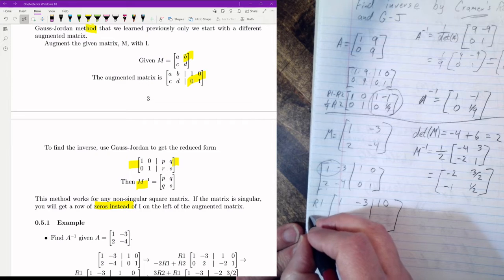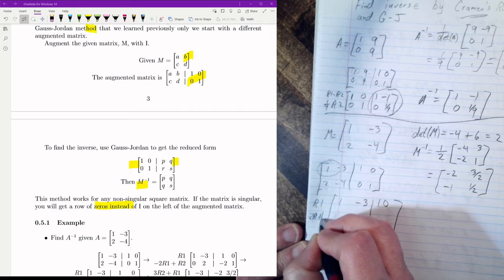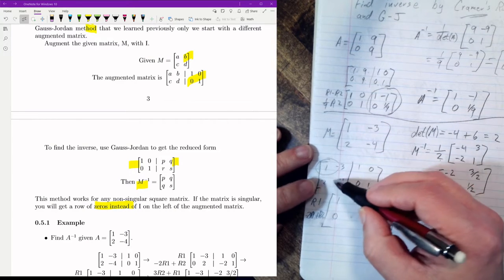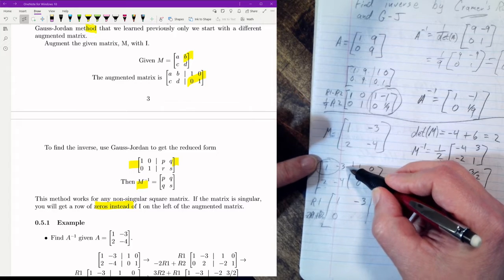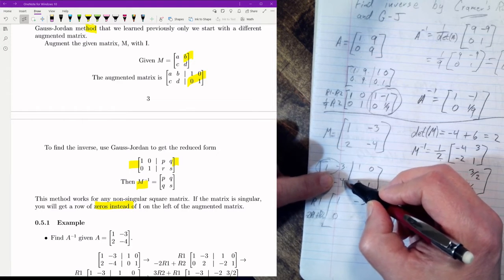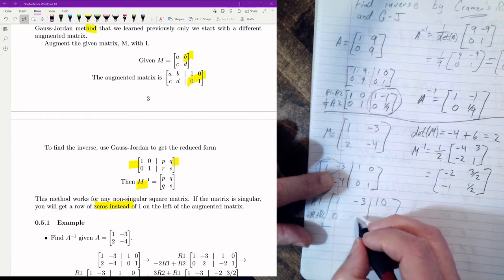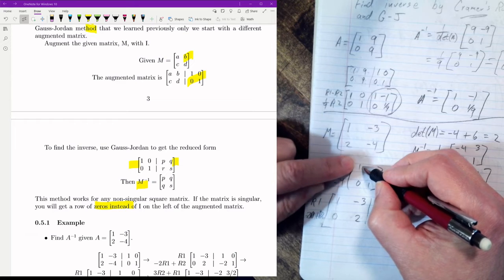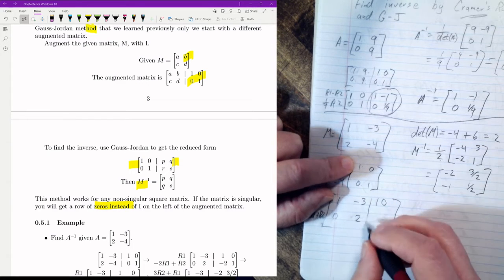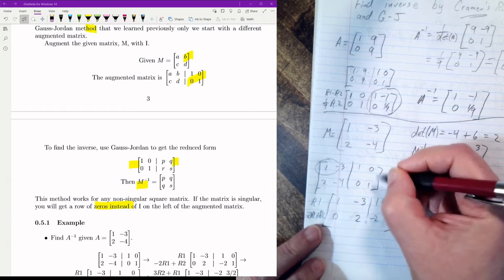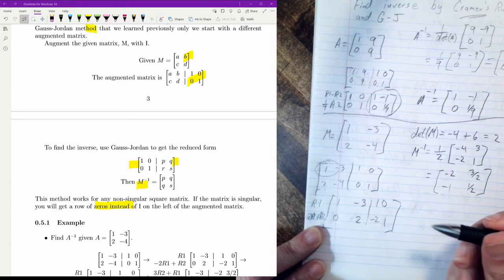So minus 2 row 1 plus row 2, which will give us a 0 in the first position. A minus 2 row 1 makes us 6. 6 plus minus 4 is 2. Minus 2 times row 1 is minus 2, plus 0 is minus 2, 0, and then 1. Okay.